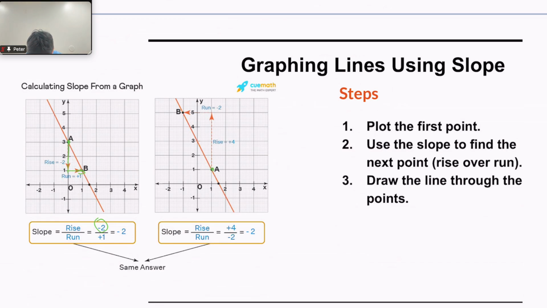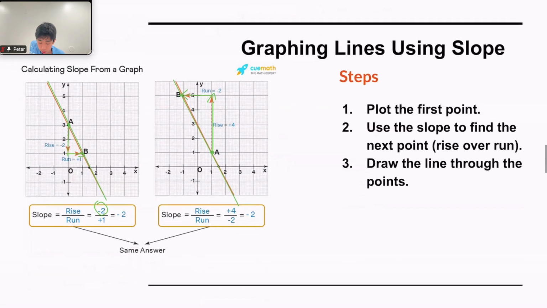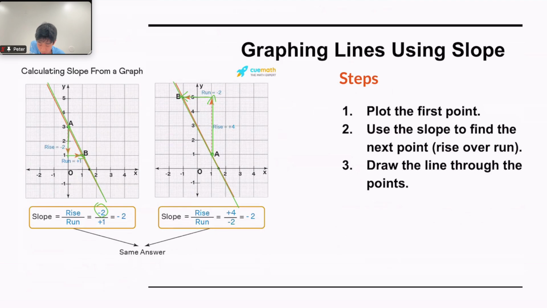In this case, A is this one, so you move 4 up because the rise is +4, and you move to the left, to the negative side, because the run is -2. After finding the 2 points, you draw a line through them, and that will be your slope. Don't worry about the A or B points; the lesson we teach you today will give them to you. But in more advanced topics, you have to find the points yourself using the function.